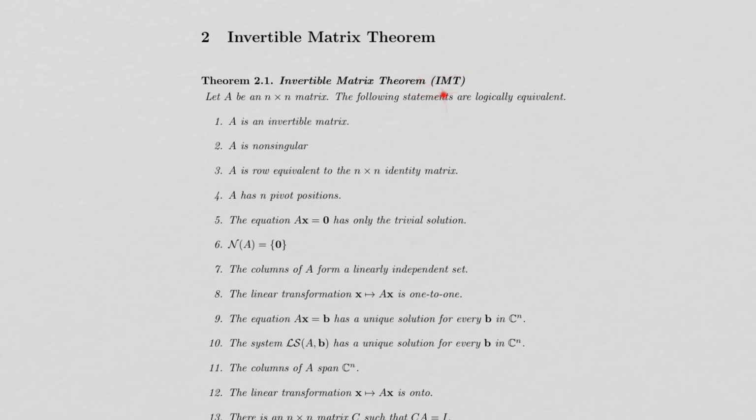And as you can see, there are quite a few logically equivalent statements here. We will refer to the invertible matrix theorem, which is abbreviated IMT for short, often throughout the course. It's a very powerful theorem because if we can figure out if any one of these things is true, then we know that they're all true. Likewise, if any one of these is false, we know that they're all false.